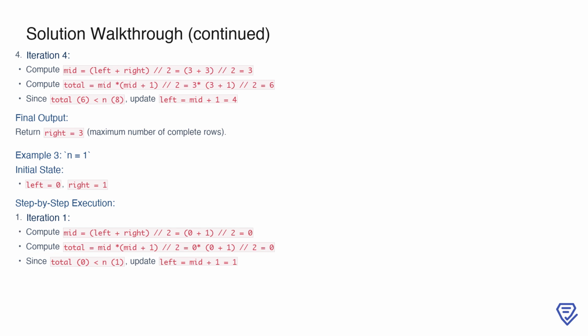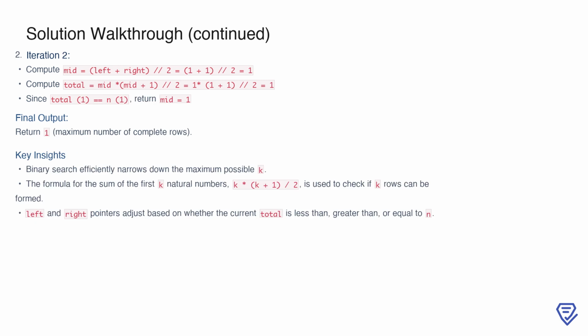Initially, left is set to 0 and right to 1. In the first iteration, mid is calculated as (left + right) // 2, which gives 0. The total for 0 rows is 0, which is less than 1, so we update left to mid + 1, making it 1. In the second iteration, mid is recalculated as (left + right) // 2, which gives 1.